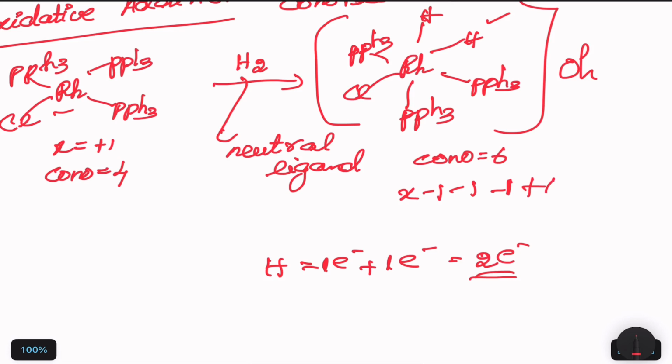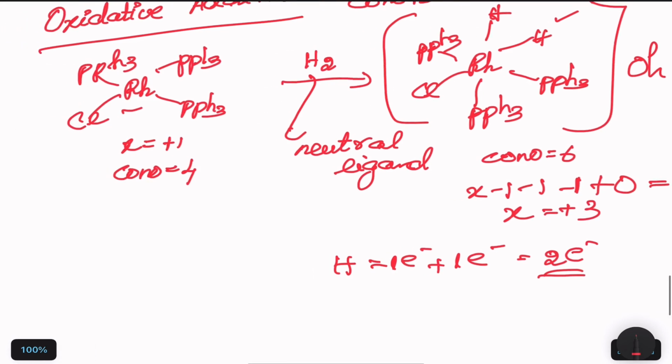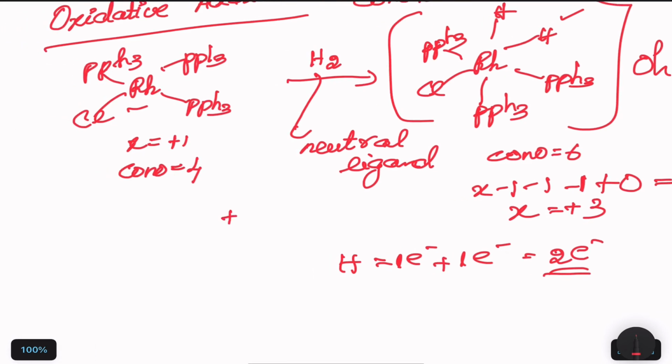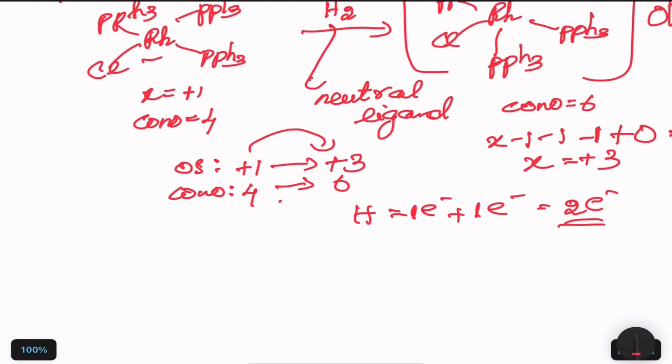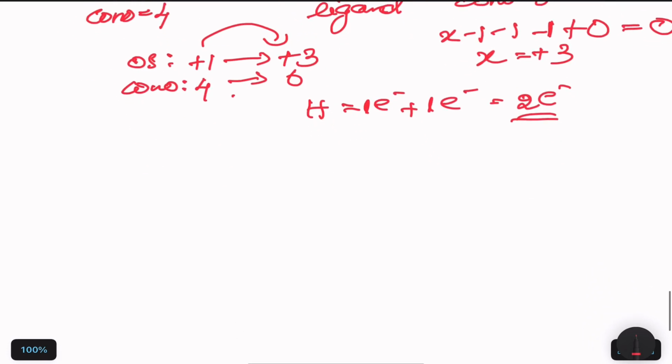And then for 1 chlorine I am putting -1. And then the rest, every neutral ligand, will be 0. So X will be in the +3 oxidation state. So from +1 it is converted into +3. From 4 it is converted into 6. This is the coordination number, this is the oxidation state. So basically both are increased by 2. So this is called what? Oxidative addition. So a very easy step.